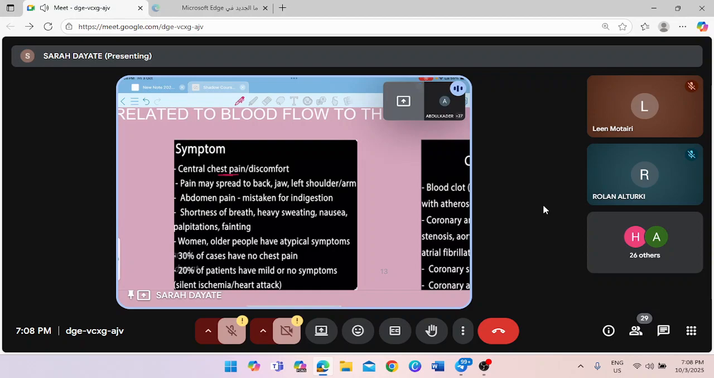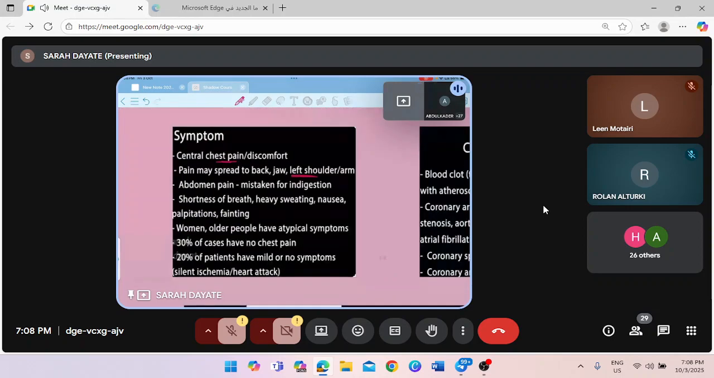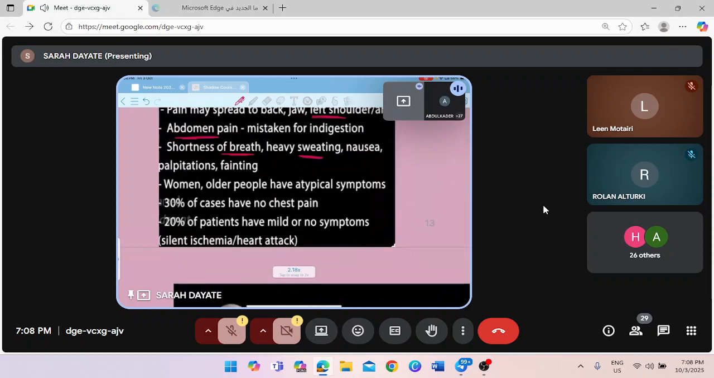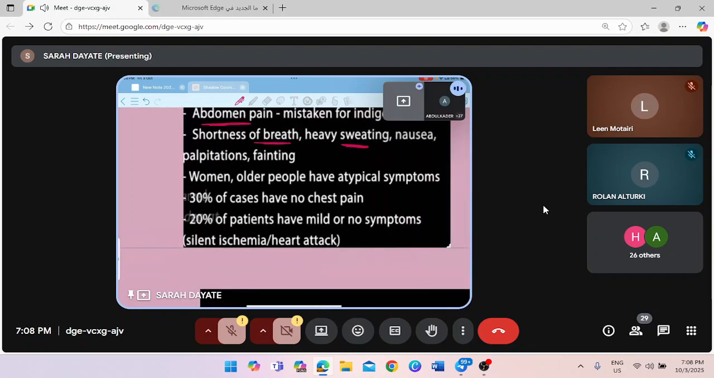It can spread to the left shoulder or to the left jaw. Abdomen pain, shortness of breath, sweating, nausea, palpitations, fainting. So when we want to differentiate between the symptoms in men and women, we will see that women have atypical symptoms, which means 30% of them have no pain, and only 20% have mild symptoms. We call it vague pain.